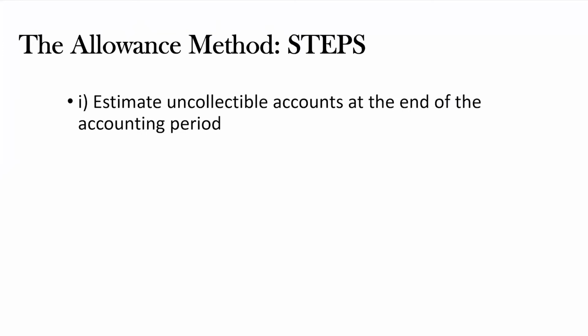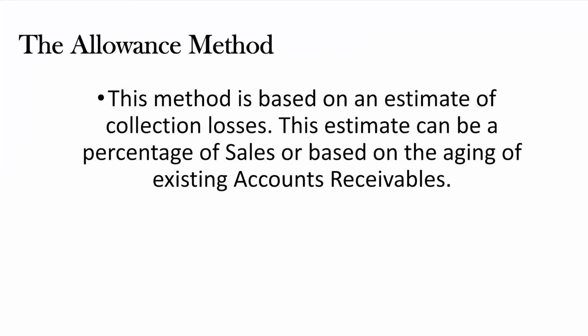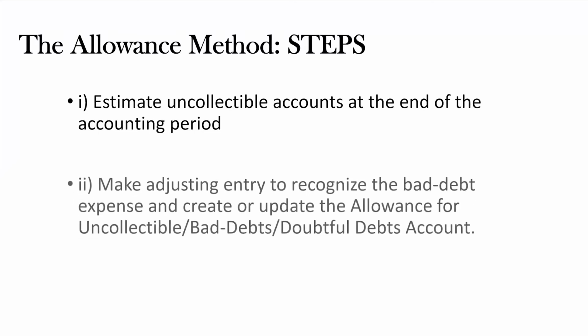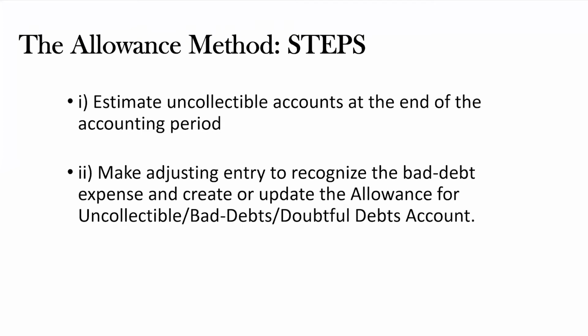But what are the steps in the allowance method? We're making some form of allowance or provision in this method. The first step is to estimate the uncollectible accounts at the end of the accounting period. Remember, this method is based on an estimate, and our estimate can be made based on our percentage of sales or based on the aging of our accounts receivable. So the first thing we need to do is make this estimate using either of the two methods. After we've made this estimate, we need to do an entry.